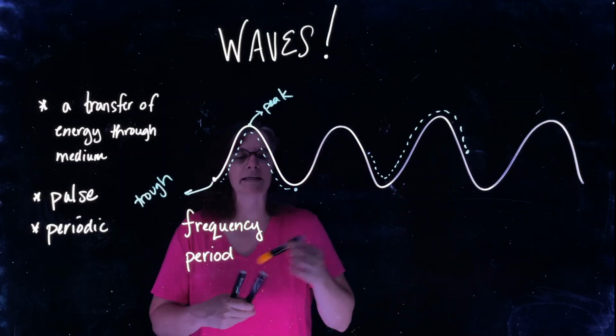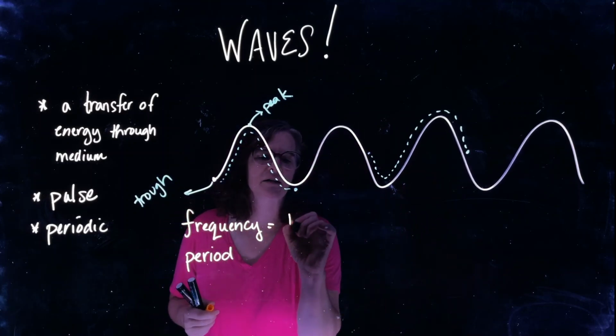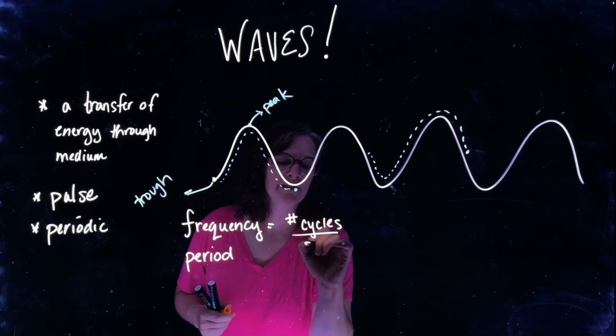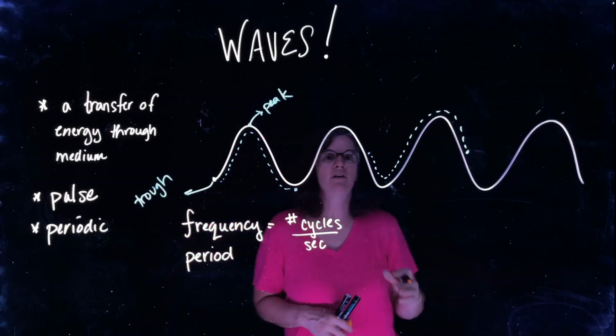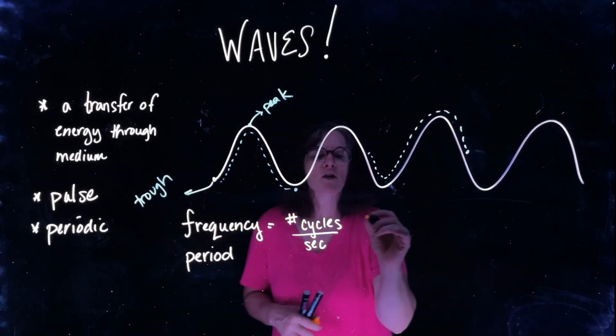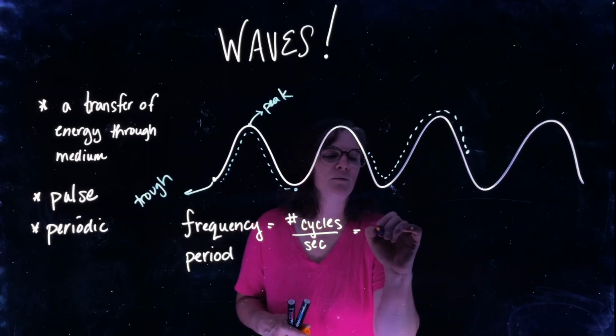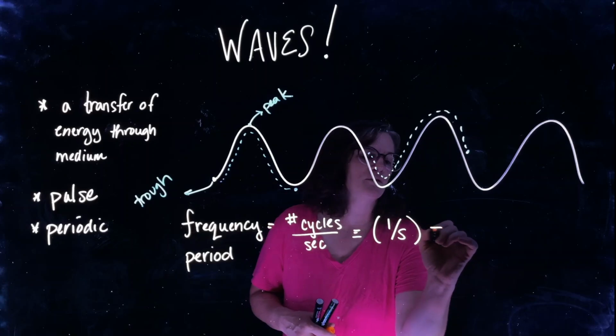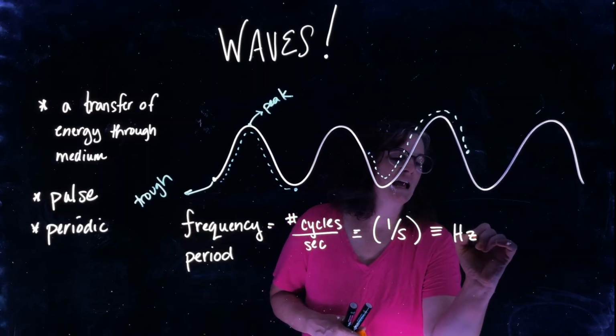So frequency is the number of cycles per second that a wave makes in that amount of time, seconds. So this is cycles per second. It has units of 1/s, and those units are also known as a hertz.